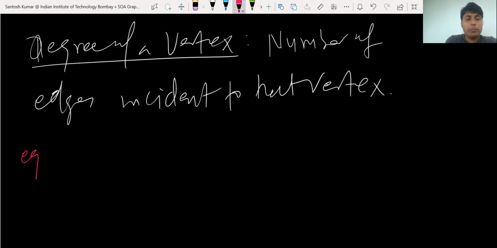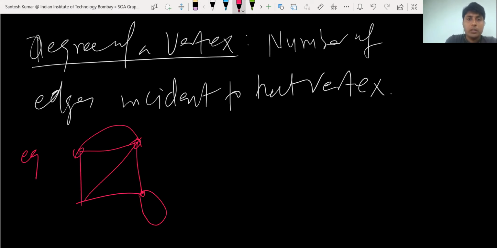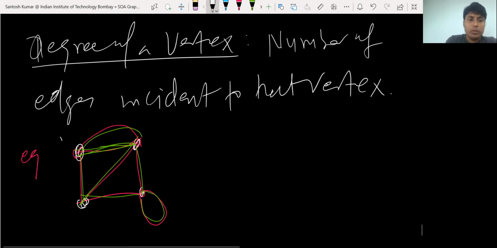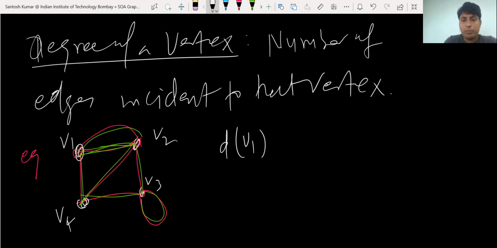So you know already, for example, you draw any graph. Make a loop here. So 1, 2, 3, 4. There are 4 vertices. And edges you can count: 1, 2, 3, 4, 5, 6, 7. So V1, V2, V3, V4. What is the degree of vertex V1? You count how many edges are incident to V1. 1, 2, 3. So V1 has degree 3.